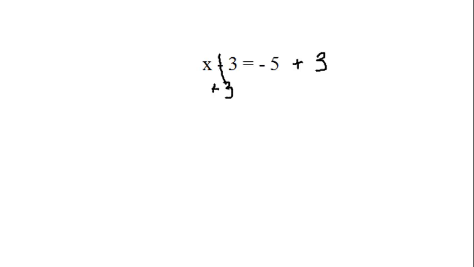Negative 3 plus 3 is going to equal 0. So that's going to cancel that term on that side, leaving us with x. Negative 5 plus 3 is going to give us negative 2. And so we see that x is equal to negative 2 in this example.